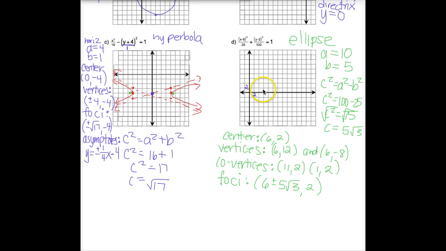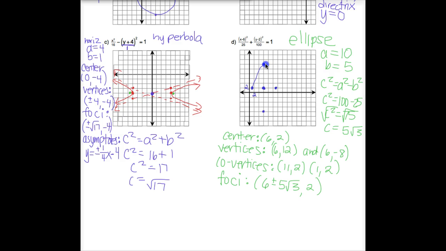So my center is 6, 2. So that's going to be right here. My vertices, 6, 12. So 2, 4, 6, 8, 10, 12. And 6, negative 8, 2, 4, 6, 8. So there's my vertices. My minor co-vertices, I've got 11, 2, so 2, 4, 6, 8, 10, halfway. So here's 11, 2, and then 1, 2 for my minor axis.